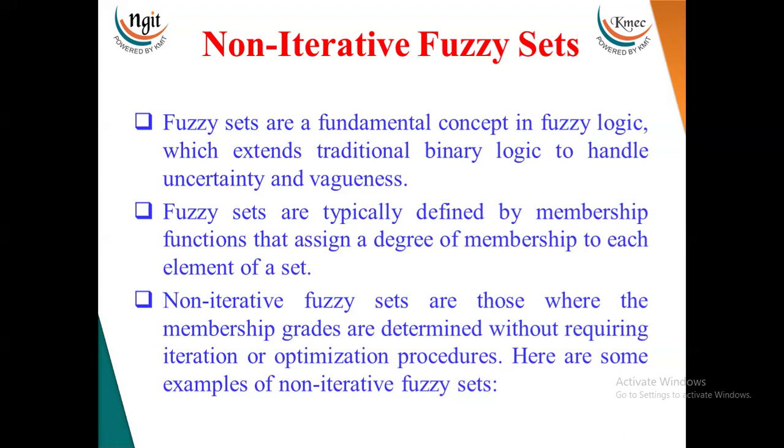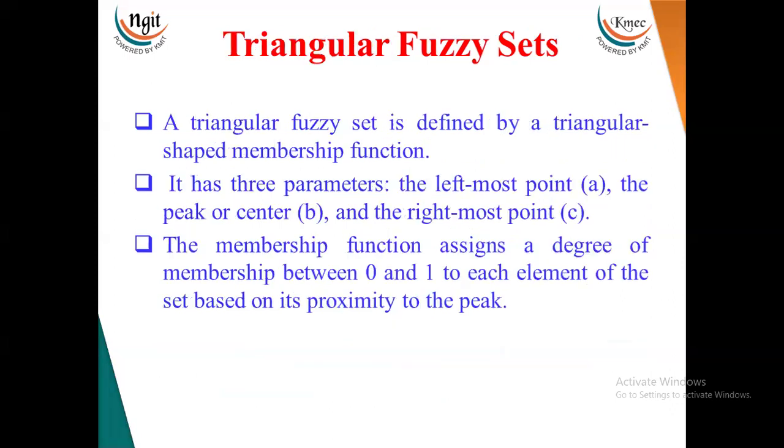By the name itself, what is meant by iterative? You do the same thing a number of times. For optimization purposes, you may change the values and do the same thing multiple times. So the fuzzy sets which do not require any iteration are called non-iterative fuzzy sets. In these, the degree of membership values can be easily calculated without any iterations.